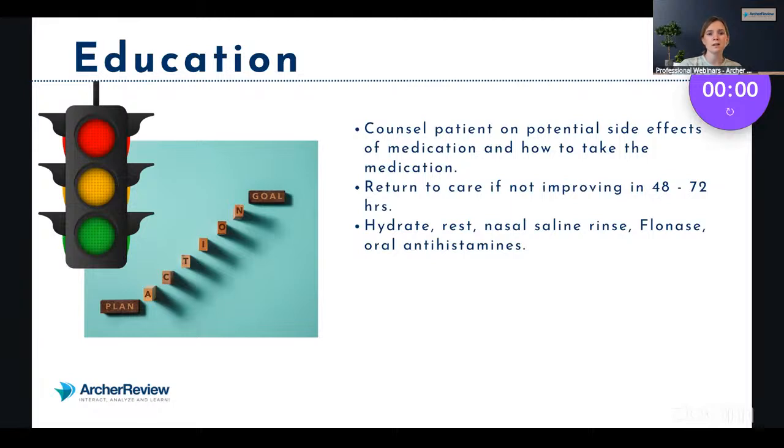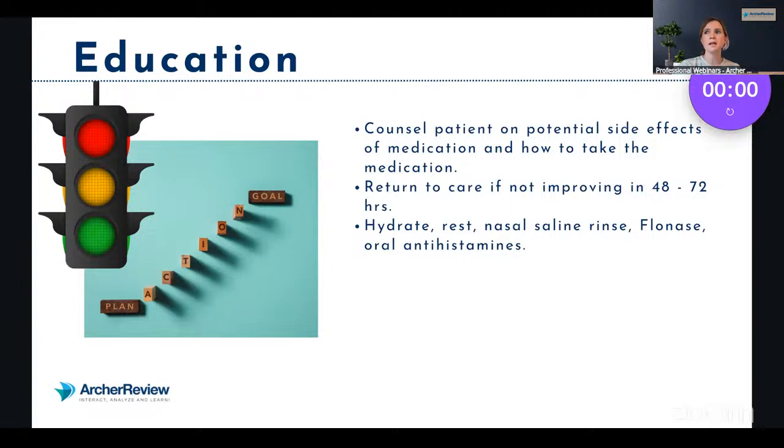With doxycycline, make sure that they drink a full glass of water. If they take a medicine and then they lay down and it's still kind of in that esophageal area, it can cause a painful esophagitis. So sit upright for 30 to 60 minutes after you take it, especially doxycycline. And it's okay, especially with these stronger medicines, to take it with food just because it's not going to feel good on the belly.